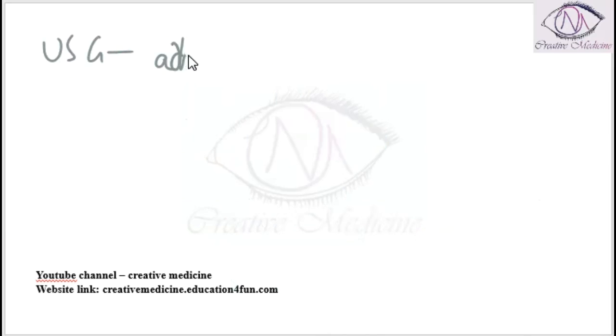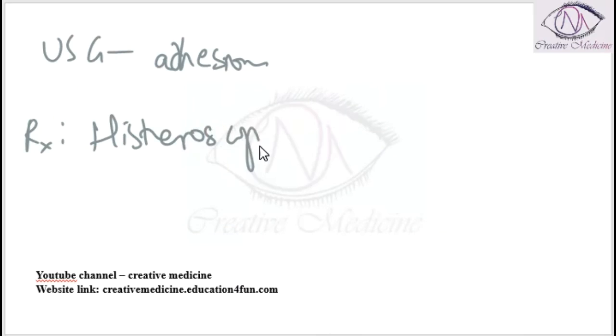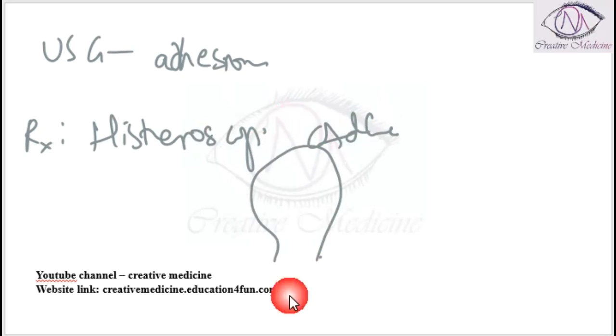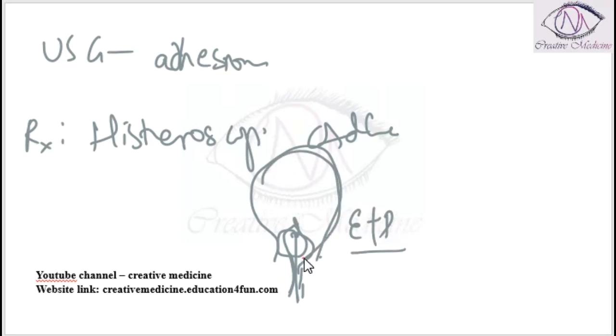Treatment: hysteroscopic adhesiolysis is done and you will insert a balloon catheter, or you can insert a pediatric Foley's catheter. Along with that, you give estrogen and progesterone to make the endometrium thick.